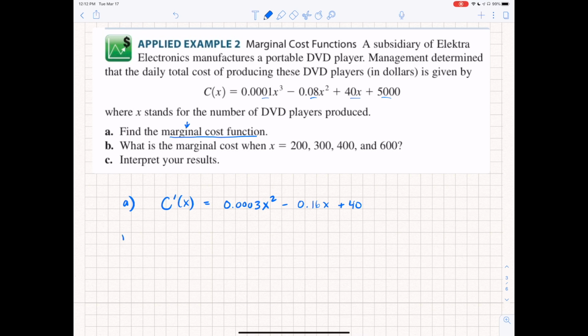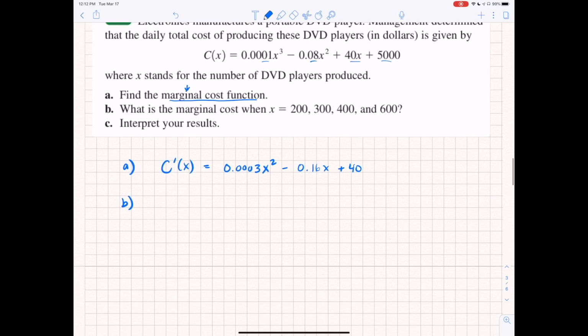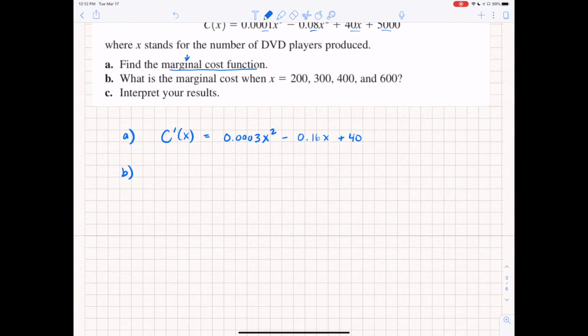All right, for B, what is the marginal cost when X is 200, 300, 400, and 600? So now we're going to use our answer from A, and I'm going to go through and find C prime of 200, C prime of 300, C prime of 400, and C prime of 600. And this is really just kind of plug in and chug.